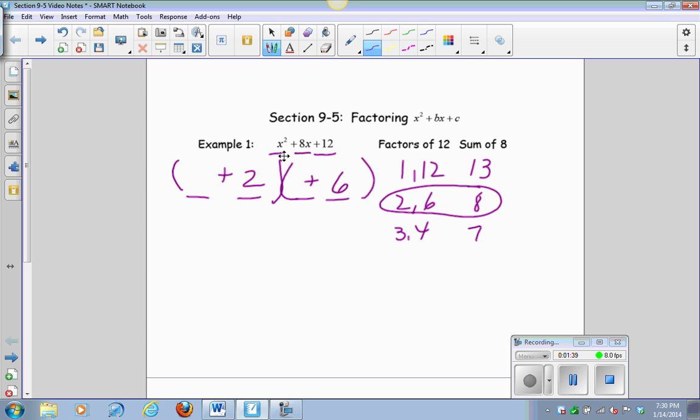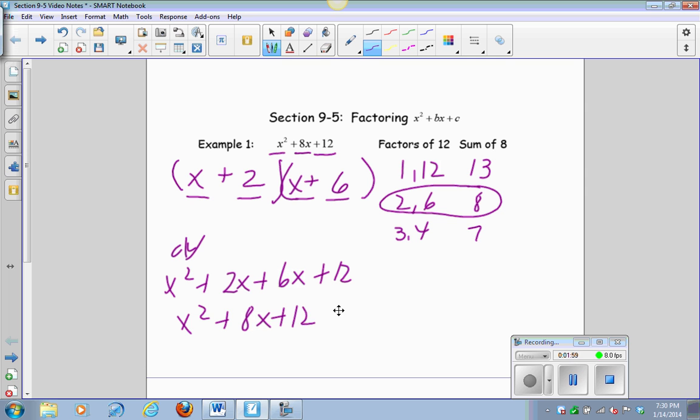And I know to get the x squared term, I have to multiply x times x. So let's check. X times x is x squared. 2 times x is 2x. X times 6 is 6x. And 2 times 6 is 12. When I add the middle terms together, I do get 8x. And so it does check. So the two binomials that when multiplied together would give us x squared plus 8x plus 12 are the quantity x plus 2 times the quantity x plus 6.